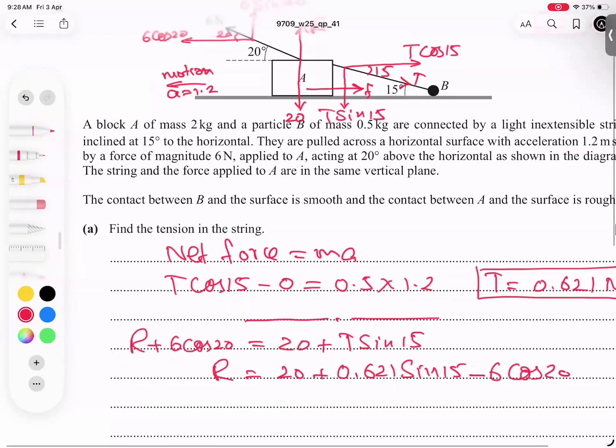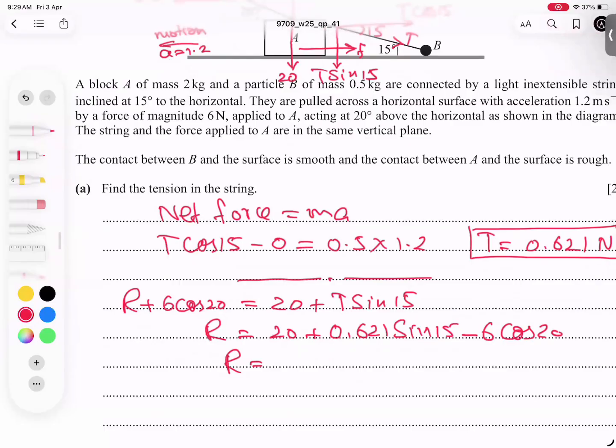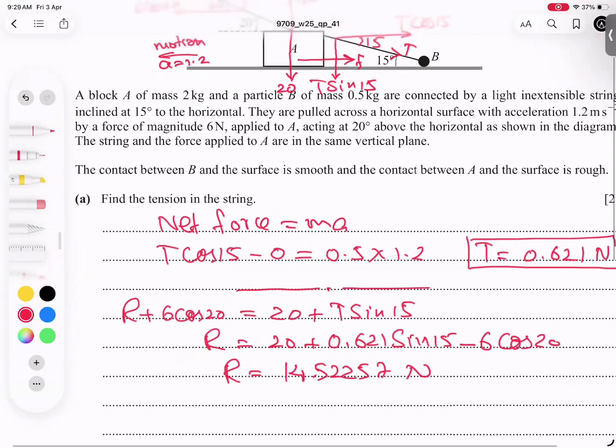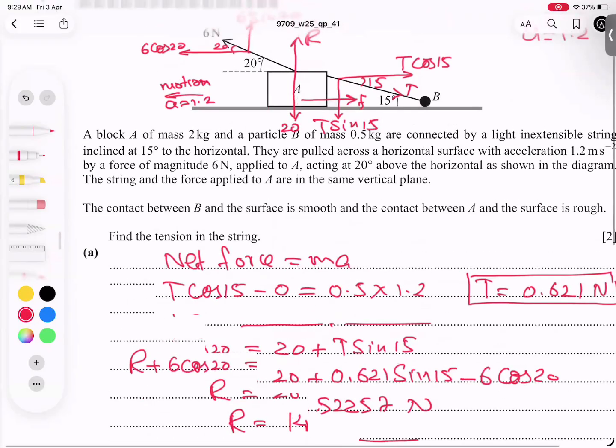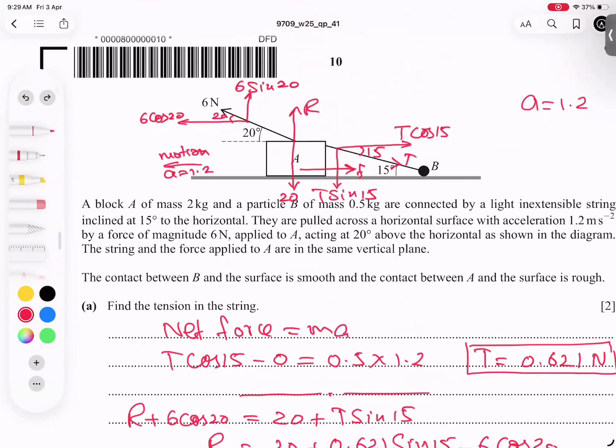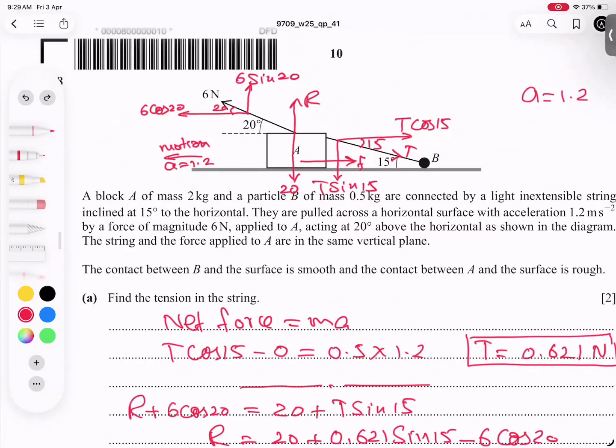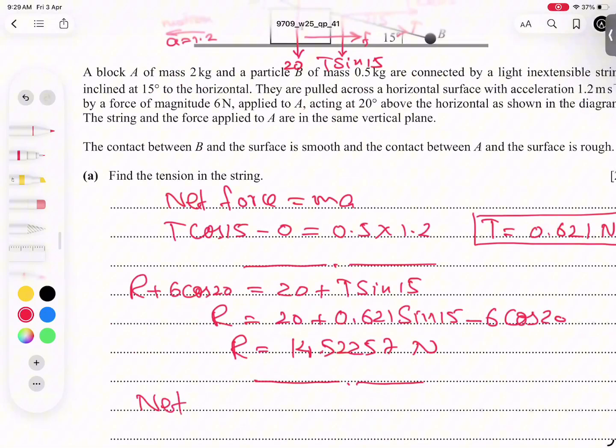In this way, I can find the R value in quick time, which I'm finding now: 20 plus 0.621 times sine 15 degree minus 6 times 2 cos 20 degree. I'm getting 14.5257 newtons. I got this normal reaction force. Now I'm talking about the horizontal components. Because the system is moving to the left side, I'll start my solution from here. This positive, this negative, and this negative equal to MA. So net force is equal to MA.